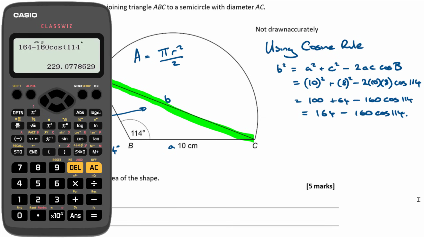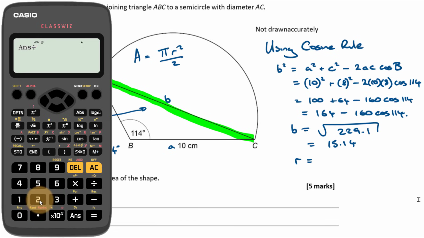Okay, but don't forget you need to square root that. It's the square root of 229 and change. I'm just going to write that down, but I'm going to square root my whole value. So square root answer, 15.14. I'm going to write it down to 4 significant figures first, because we haven't quite finished. And that's my length B, so now I know what AC is, which is the diameter. So then my radius is going to be half that, isn't it? It's going to be divided by 2.